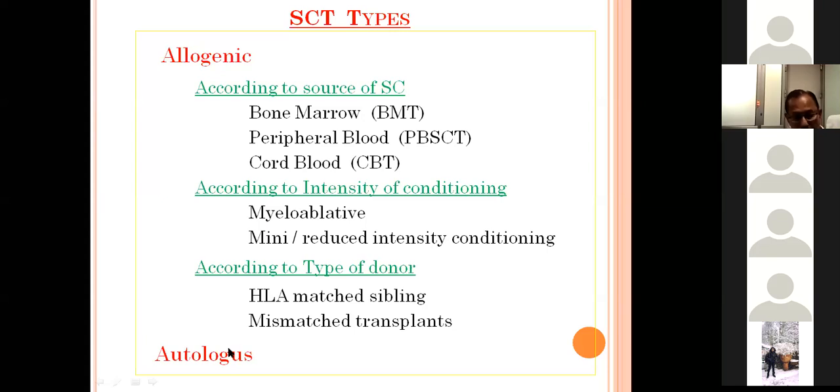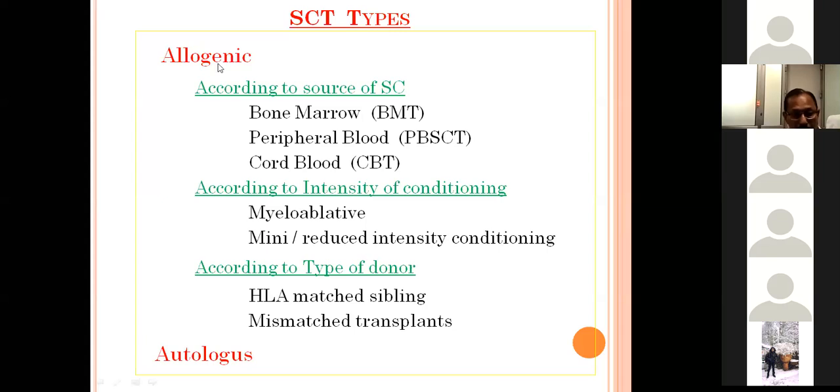That is, in auto, the donor is the same and the patient is the same. Somehow we prime the patient in such a way that the disease is eradicated, stem cells are preserved, and those stem cells are then transfused to the patient subsequently. That transplant is called auto transplant. In allo transplant, the patient is different and the donor is different. So that is called allogenic transplant.